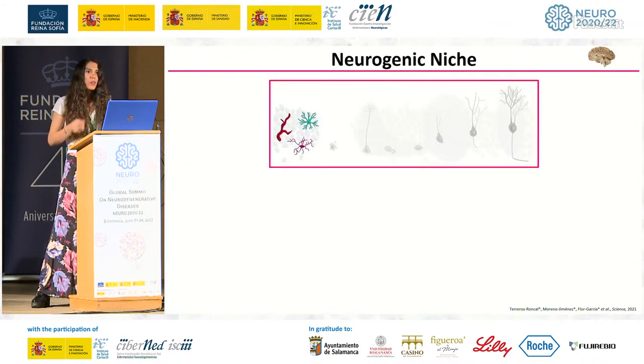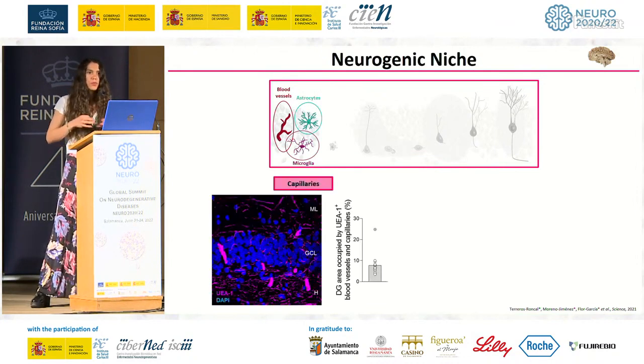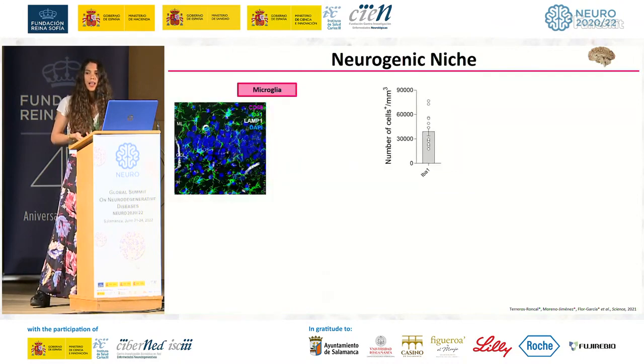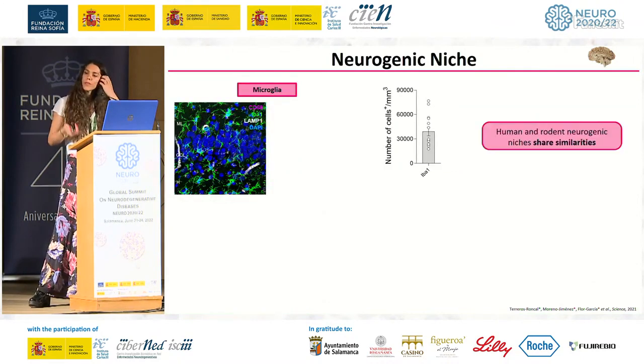In rodents, this process of adult hippocampal neurogenesis is supported by the neurogenic niche. The main components of the neurogenic niche are the blood vessels, the astrocytes, and the microglia. In humans, we have also observed these types of cells that may putatively be orchestrating adult hippocampal neurogenesis throughout aging. We have observed a profuse net of capillaries that occupy 7% of the dentate gyrus. Moreover, we have seen astrocytes and microglial cells. So we can say that the human and rodent neurogenic niches share similarities.